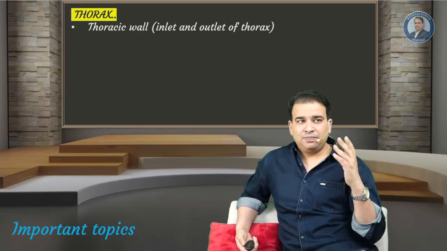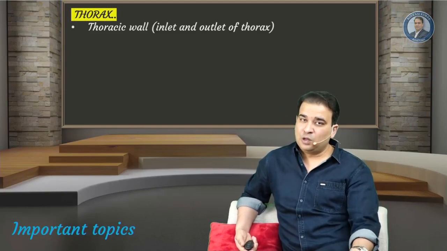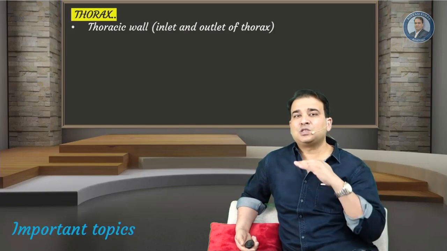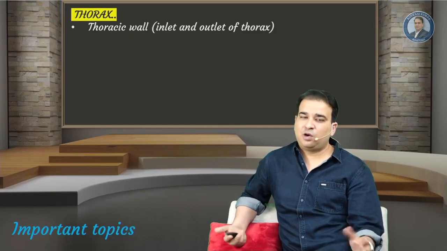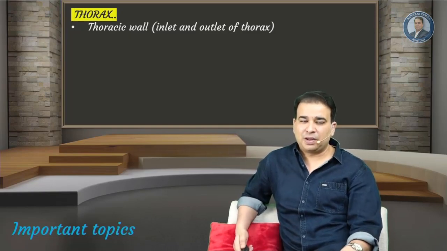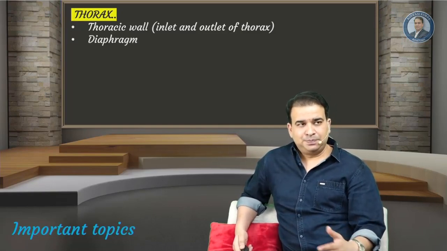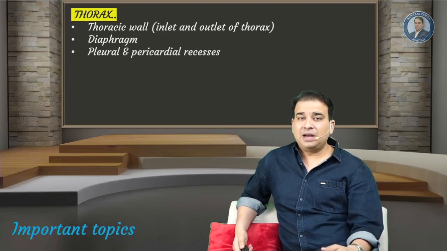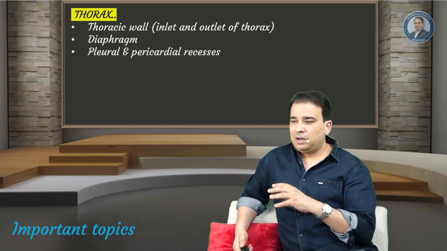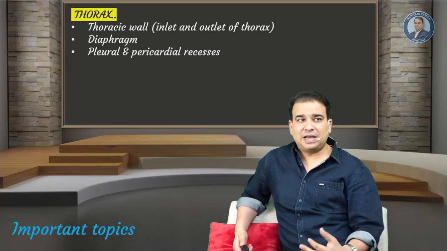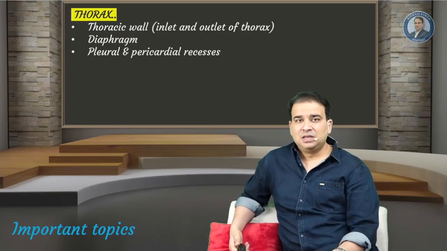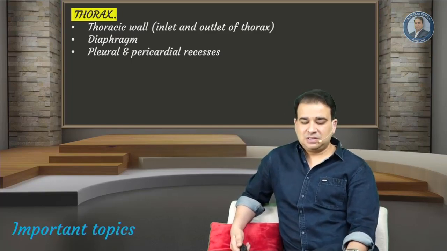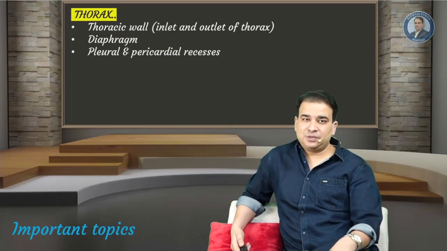In the thoracic wall, the inlet and the outlet of the thorax also are to be read. There are a lot of questions asked on the suprapleural membrane, and the outlet of the thorax is the diaphragm, which I already said is one of the most important topics. Secondly, the pleura and pericardial recesses. What is the most dependent site of the pleural cavity? What are the pericardial recesses or sinuses we have, and what are the advantages of those sinuses? So you have to read about the pleural recesses, the pericardial recesses, and the sinuses also.